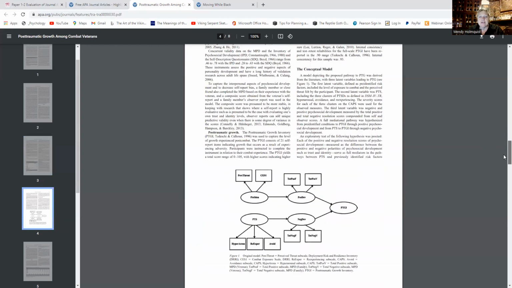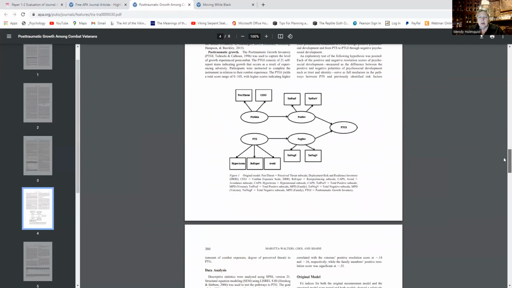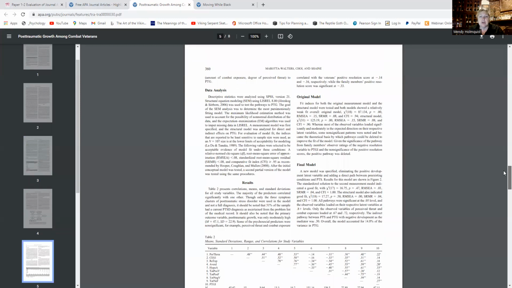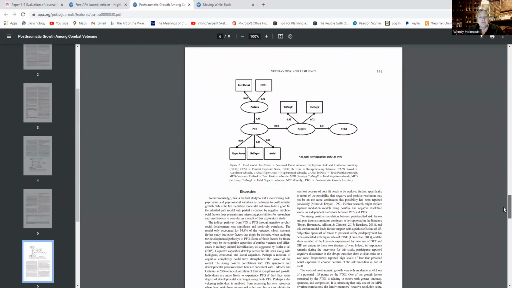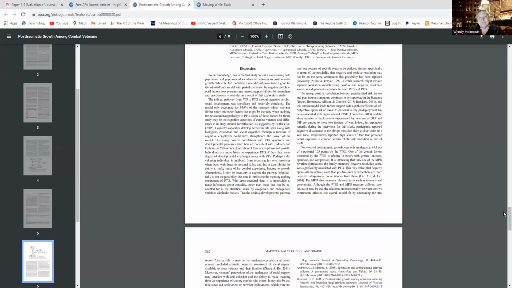Okay, so after this is the model they're using. Looks very complicated to me. I would read through it and see if I understood it or didn't understand it. Then I would go ahead and move right on over to the discussion. Okay, so I would read my abstract, I would read my introduction, I would read my discussion, and then go back and look at those other factors.